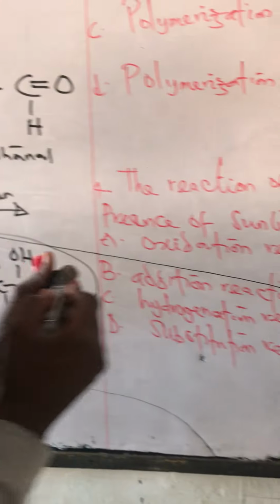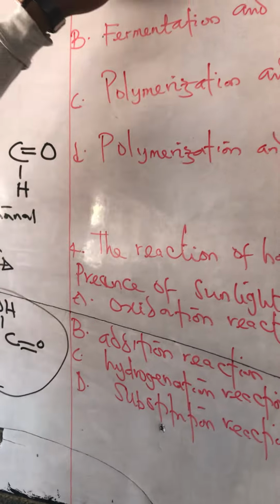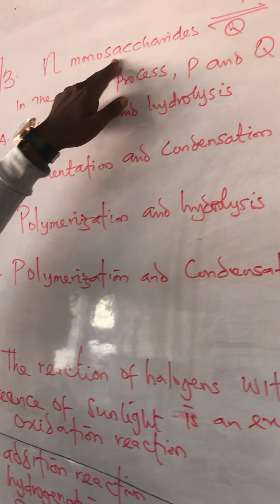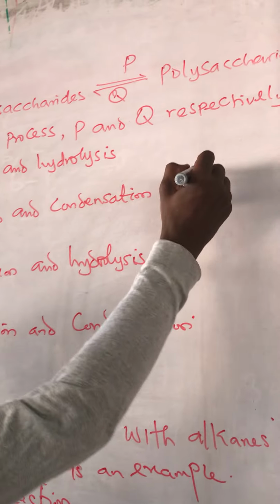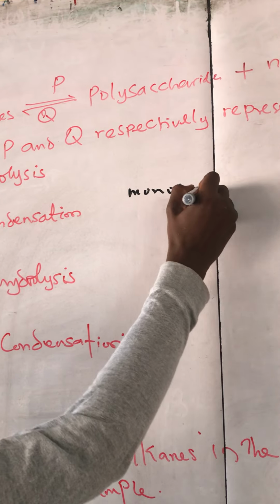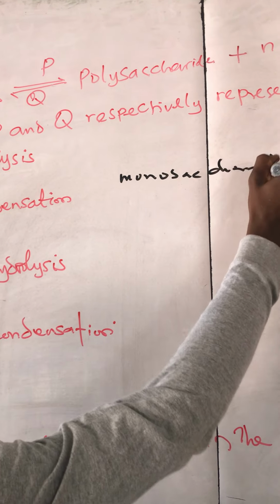Now, our question 3 is that we have monosaccharide. What is monosaccharide? Monosaccharide is the simplest form of sugar.